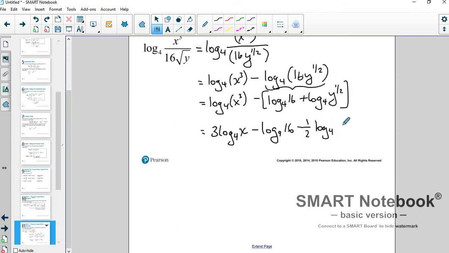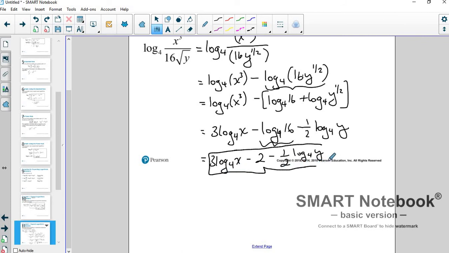base 4 of y. Okay, and now we have one more step we could do. Log base 4 of 16. What power of 4 gives you 16? 2. 4 squared is 16. And so we end up with log base 4 of x minus 2 minus 1/2 log base 4 of y. And that is fully expanded. Simplifying the log base 4 of 16 is an extra step. And that's the way you do it. Okay?